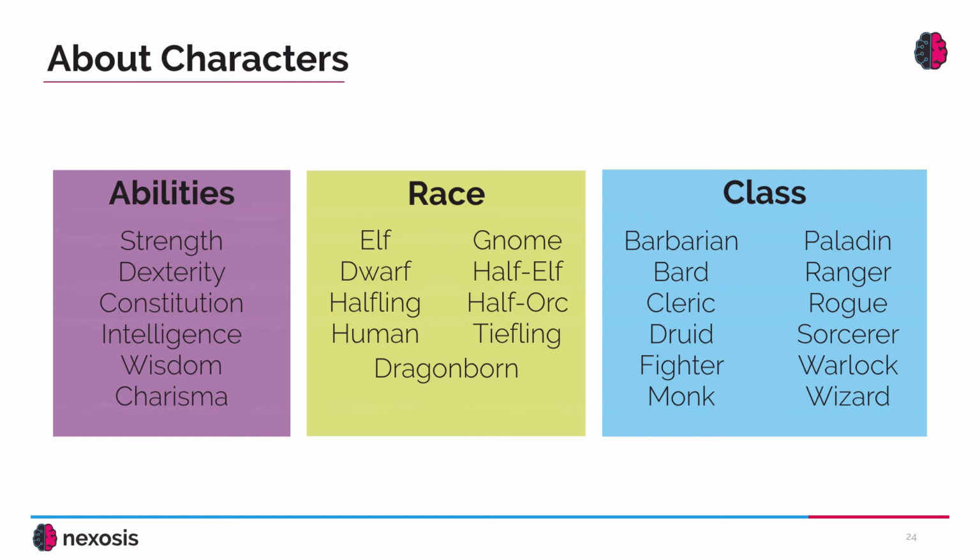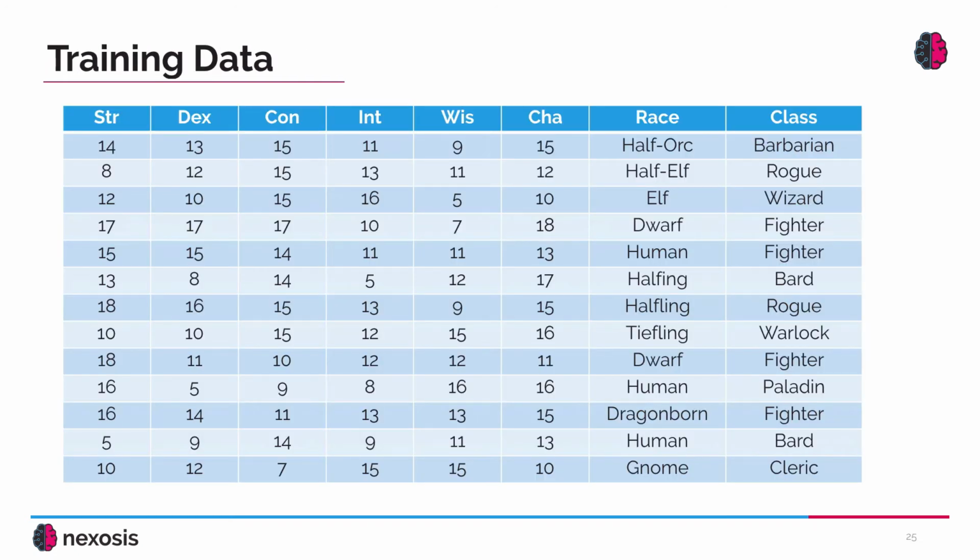What class do I play? So this is just like regression. Here we've got a bunch of training data. Here instead we've got all our abilities, and they're all numeric values. And we provide the race, and we want to predict the class. And so we provide lots of examples of characters that are suitable.